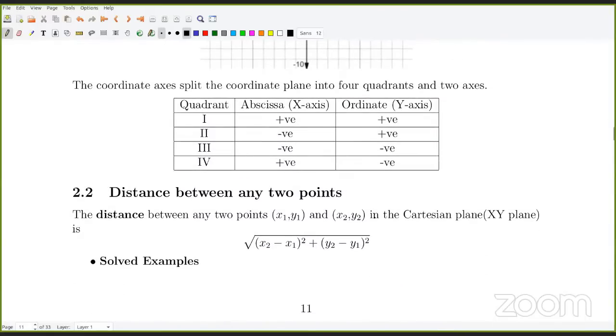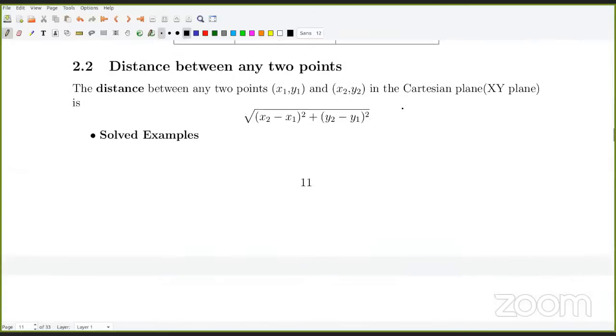And yeah, so the same thing. X-axis is sometimes called abscissa. So these are technical terms. Y-axis is sometimes called ordinate. So once you know the rectangular coordinate system, the first and foremost thing is to find the distance between any 2 points in the given plane. In the Cartesian plane, so this xy plane is also called the Cartesian plane because Cartesian found these things. So the distance between any 2 points x1 y1 and x2 y2 is given like this.